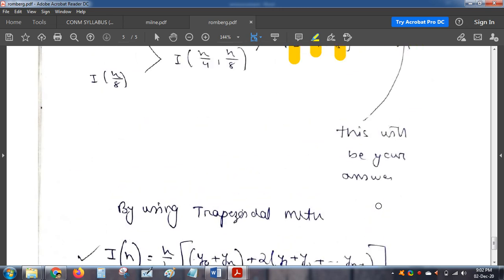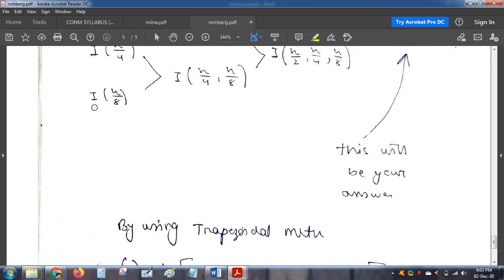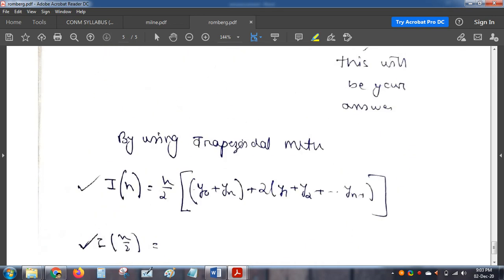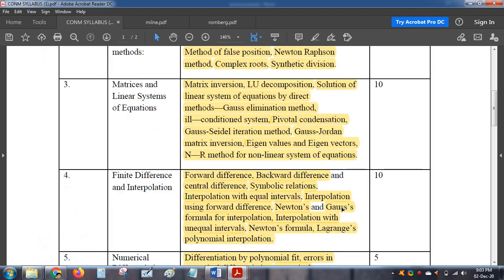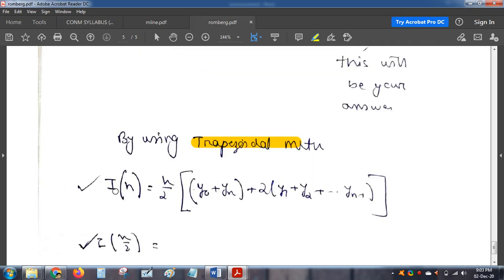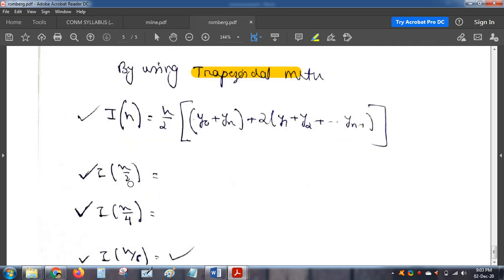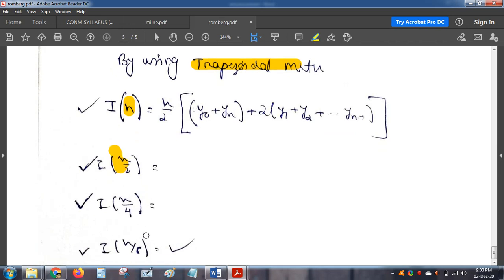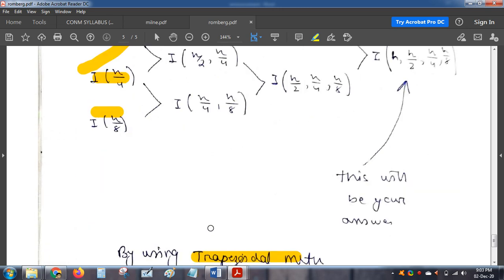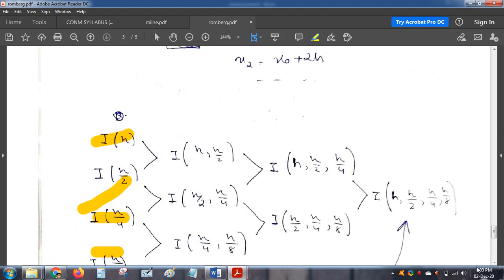So what are these I of h? These are basically from the trapezoidal rule. You have already seen it. You can go through the module and the video. We have discussed the trapezoidal rule. These I of h, I of h by 2, I of h by 4, I of h by 8 are derived from the trapezoidal rule. So let's see the numerical and how to solve it.